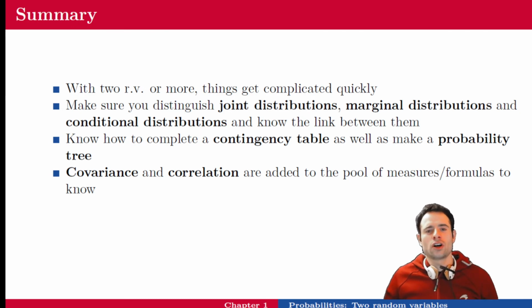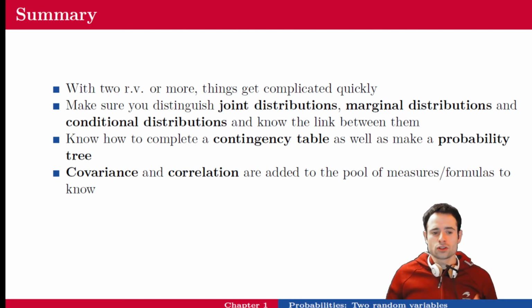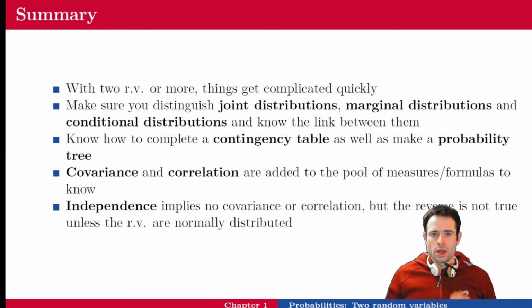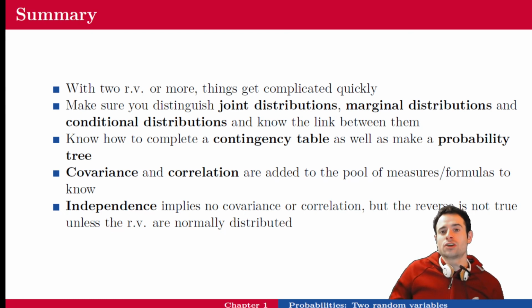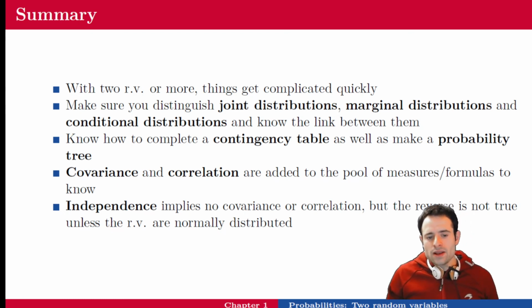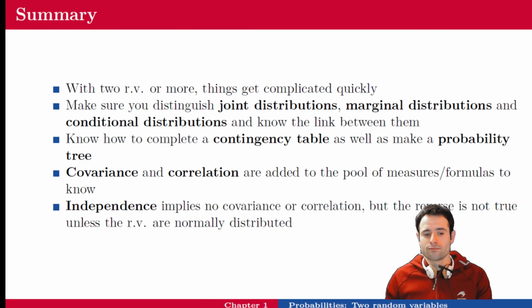Covariance and correlation are the new measures added to the pool of measures to know about random variables. And one last thing about independence, it will make more sense next week and in particular 2 weeks from now. Independence implies that covariance and correlation are equal to 0, but the reverse is not true unless the random variables are normally distributed. But this, we will talk about it in the next lecture.